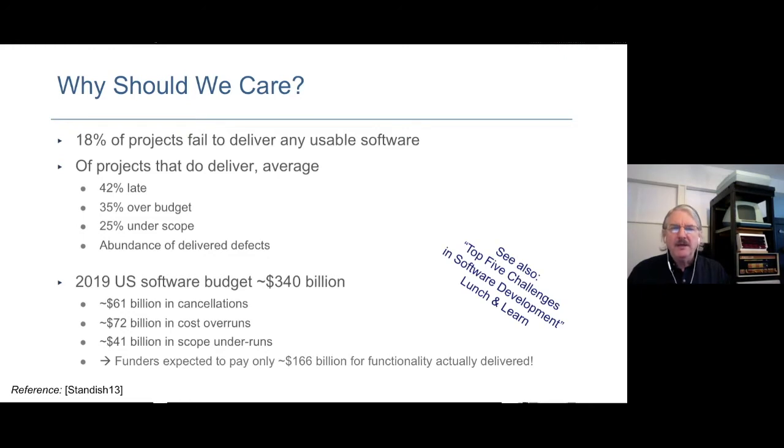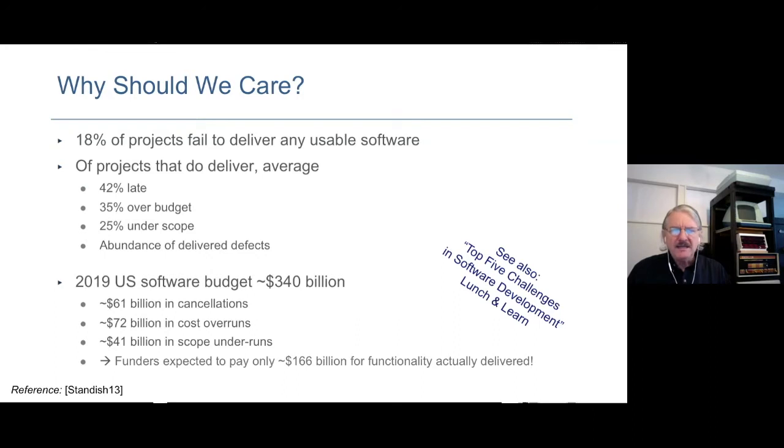Now, in spite of being 42% late and 35% over budget, the picture is even worse when you look at the scope that was promised to be delivered in the original schedule and budget. Despite running late and running over budget, you're still 25% short in terms of what you actually delivered. And there's an abundance of delivered defects. Okay, so I don't have world information. I don't know what the software budget is in the world, but in 2019 in the US, it was on the order of $340 billion.